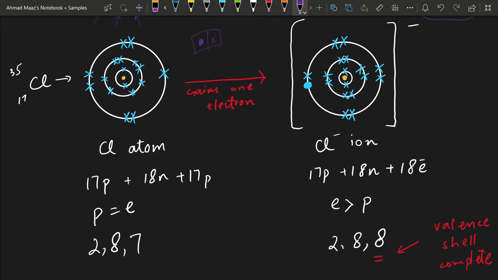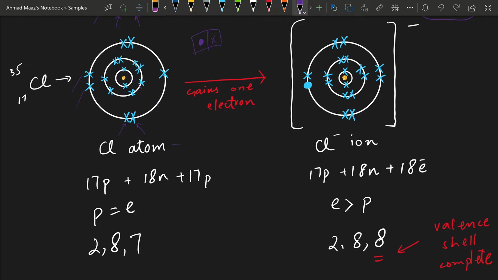Alright, so let's see what happens in a chlorine atom. Chlorine atom has 1, 2, 3 electronic shells, and you can see the number of valence electrons. We're counting valence electrons because you must know valence electrons are involved in the bond formation or in the chemical reactions. So how many valence electrons are there? 1, 2, 3, 4, 5, 6, 7. 7 crosses means 7 valence electrons. It's very close to complete its octet. It needs one more electron to complete its octet, to complete its dream configuration.